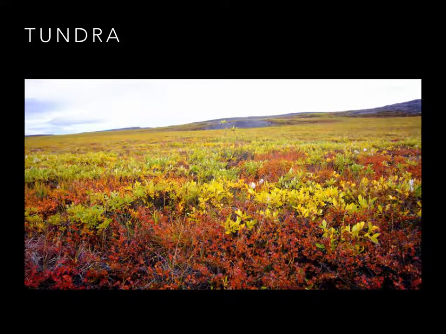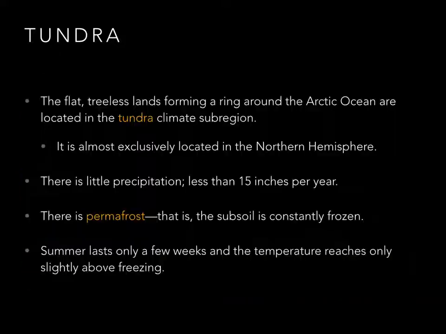Tundra. The flat, treeless lands form a ring around the Arctic Ocean and are located also in the tundra climate subregion. This climate subregion is located almost exclusively in the northern hemisphere. There is little precipitation, less than 15 inches per year. There is permafrost, where the subsoil is constantly frozen, and summer lasts only a few weeks, and the temperature reaches only slightly above freezing.